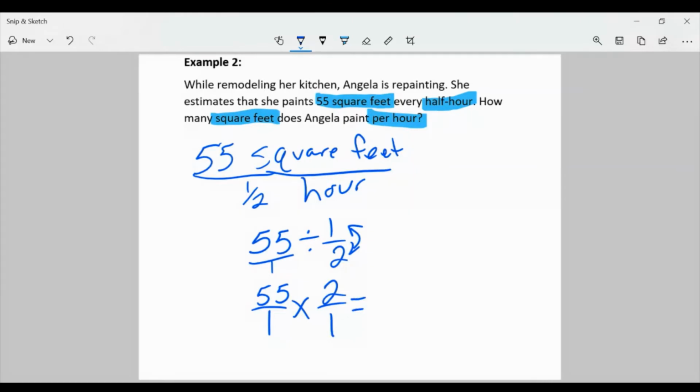So now I have 55 over 1 times 2 over 1. 2 times 55 gives me 110, and I have 1 on the bottom, right? So 110 divided by 1 is just 110. So she actually paints 110 square feet per hour.